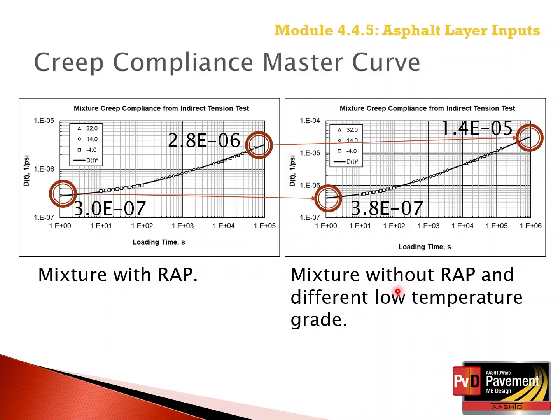So the polymer modified mixture without wrap is much more compliant than the dense graded mixture with higher amounts of wrap. So the mixture designated by the chart on the right will exhibit lower amounts of transverse cracks.